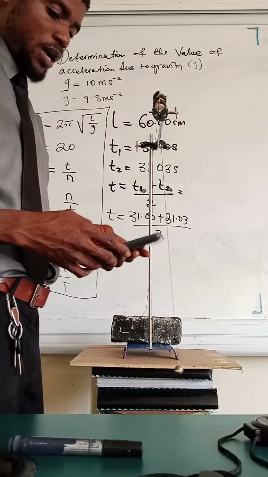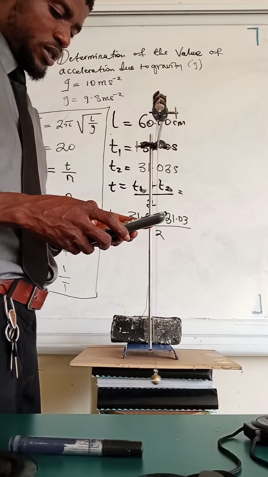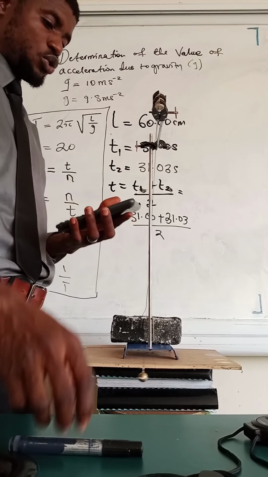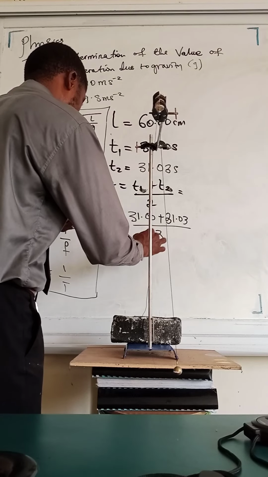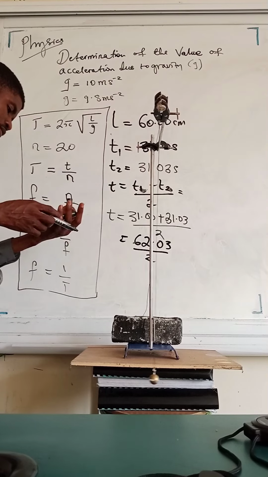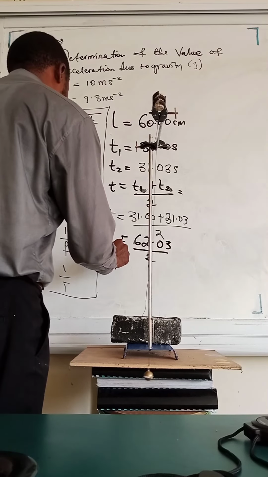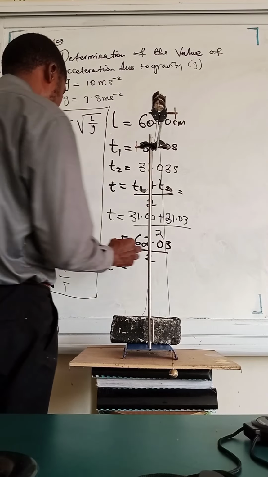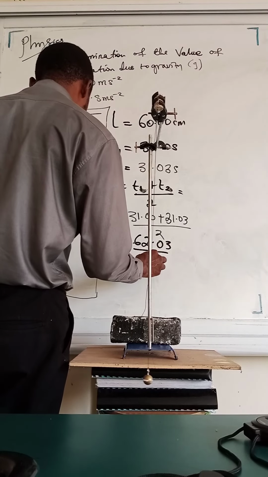So you just need your calculator to have 31 plus 31.03, that is 62.03, divided by 2. So the time taken T for 20 complete oscillations is given as 31.015.